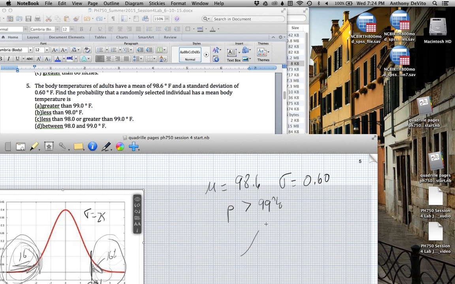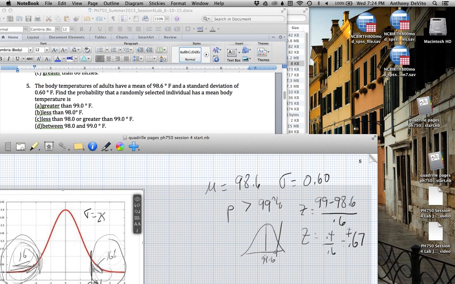See, if I drew a normal distribution, that would be 98.6. Okay, and this would be 99, and that would be less than 1 z-score, right? Well, what is it? Z is equal to 99 minus 98.6 over 0.6. So that Z is equal to 0.4 over 0.6, which I'm going to round to 0.67. So it's got a z-score of plus 0.67. It's not a whole number.